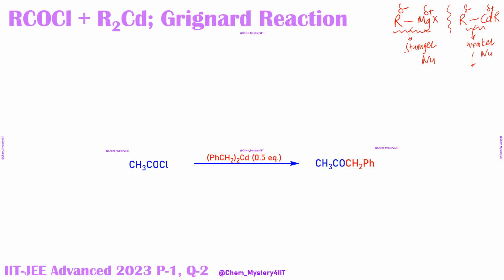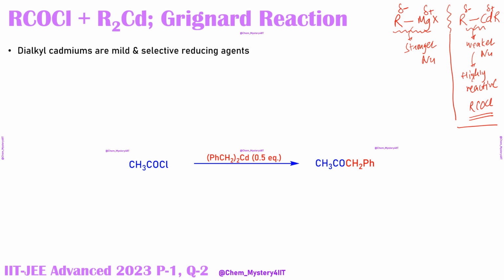This weaker nucleophile can attack only very highly reactive compounds. Highly reactive acid chlorides, RCOCl, are attacked, while other groups like aldehydes, ketones, esters and amides are not attacked by the dialkyl cadmium. That is the speciality of dialkyl cadmium, and that is why we use it. We say that dialkyl cadmiums are mild and selective reducing agents, so they will reduce only a few compounds. They cannot reduce everything available.